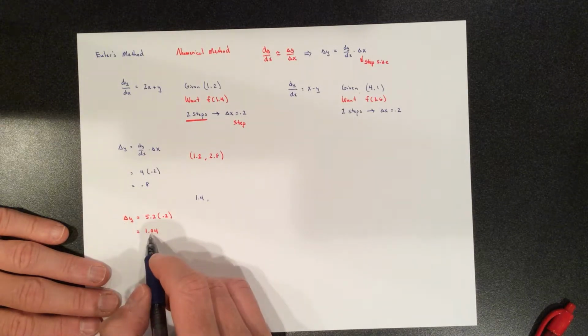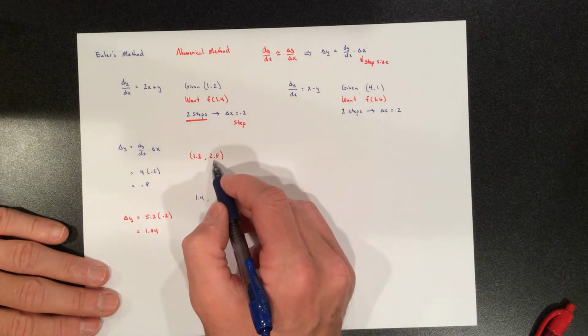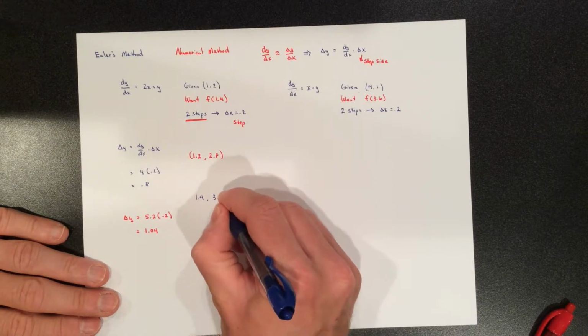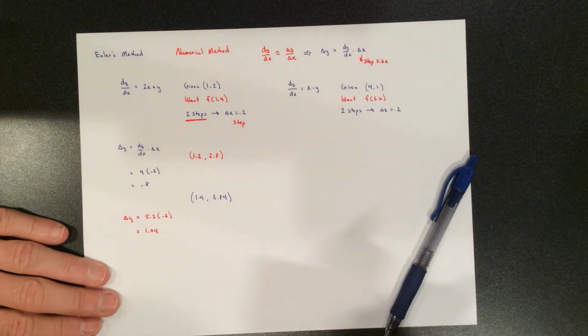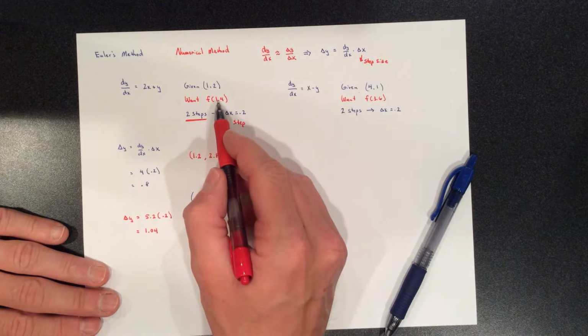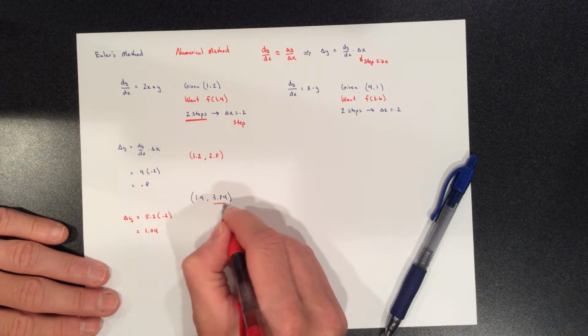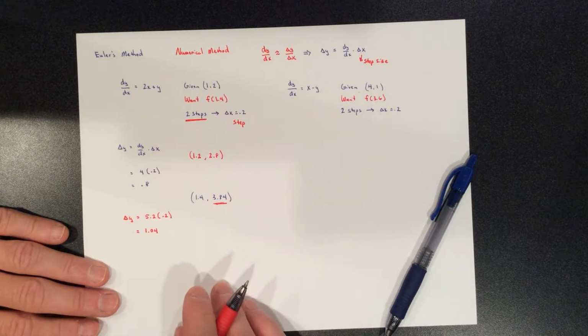Delta y is the change in y. Add that to my 2.8 to get 3.84. And that's another point. But look, that's exactly the point I wanted. I wanted f of 1.4, and so then your answer here is 3.84.